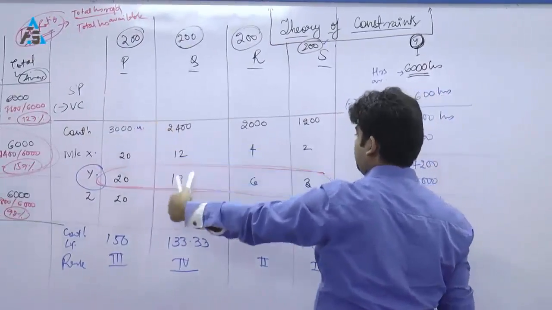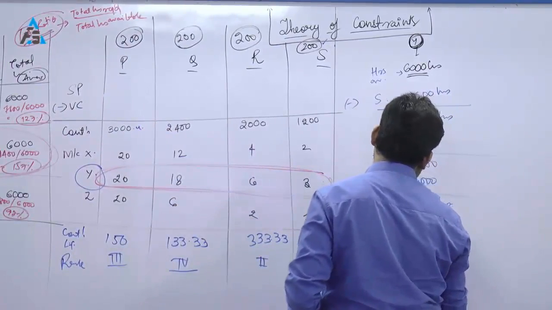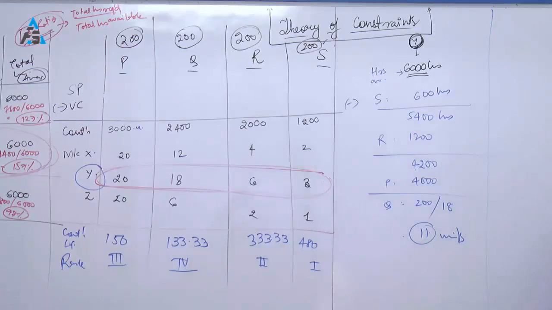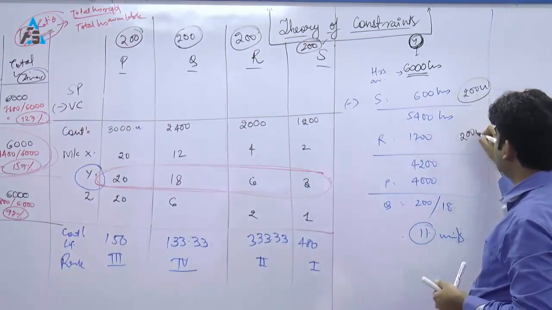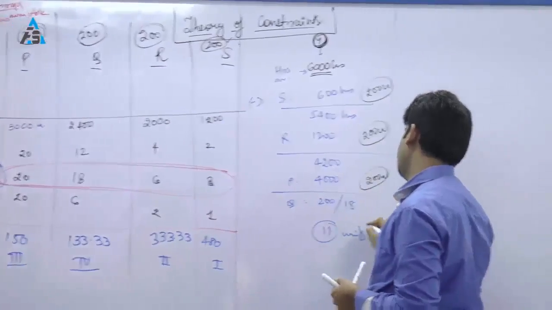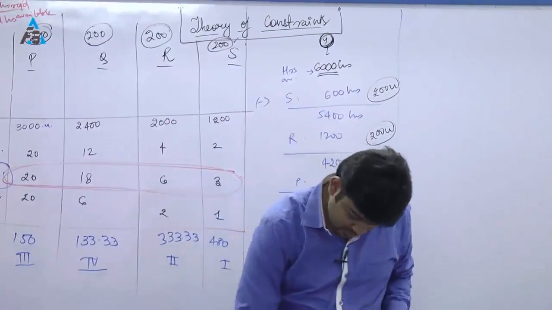Q wants 18 hours per unit, which will work out to around 11.1111. So we will round this down to 11 units. Are we clear? So S will be able to complete all 200 units. R will be able to complete all 200 units. P will be able to complete all 200 units, but Q will be able to complete only 11 units. So that is what the question was.